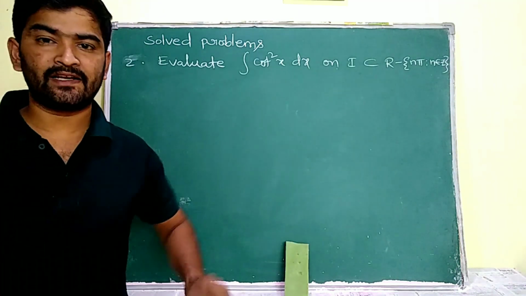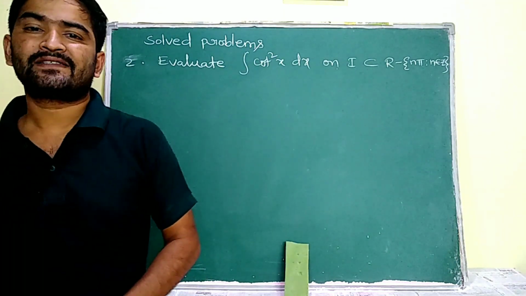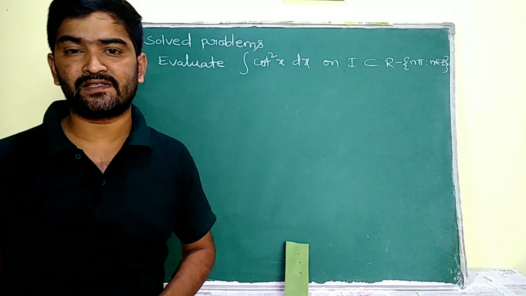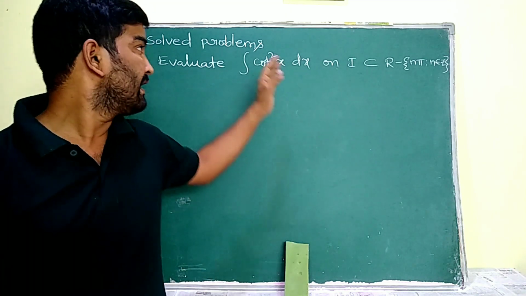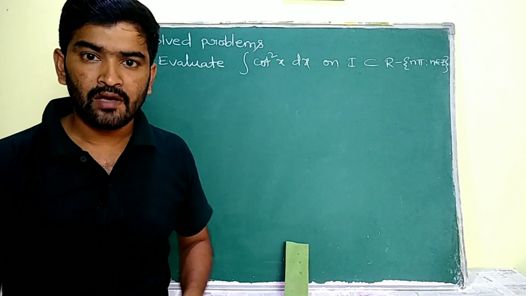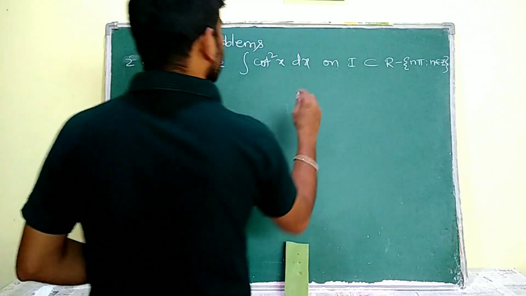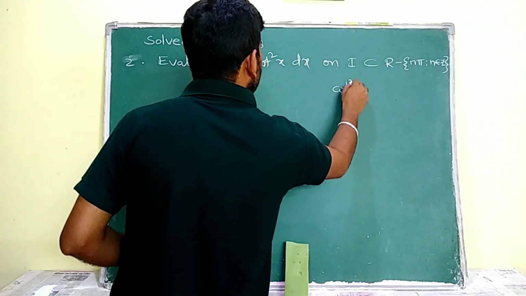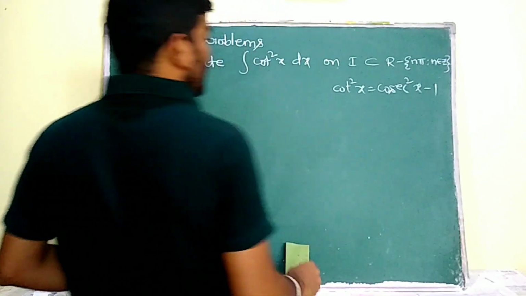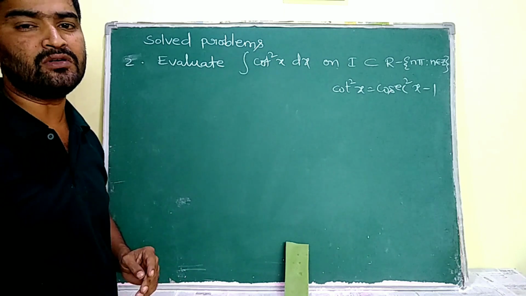Now see the second question. Evaluate integral cot square x dx. We discussed the different sets of formulas, but we don't have the integral cot square x dx formula. So firstly we have to rewrite the value of cot square x in terms of other trigonometric ratios. We learned the trigonometric identities in our earlier classes that cot square x is going to be expressed as cosecant square x minus 1, because we know the identity cosecant square x minus cot square x is equal to 1.